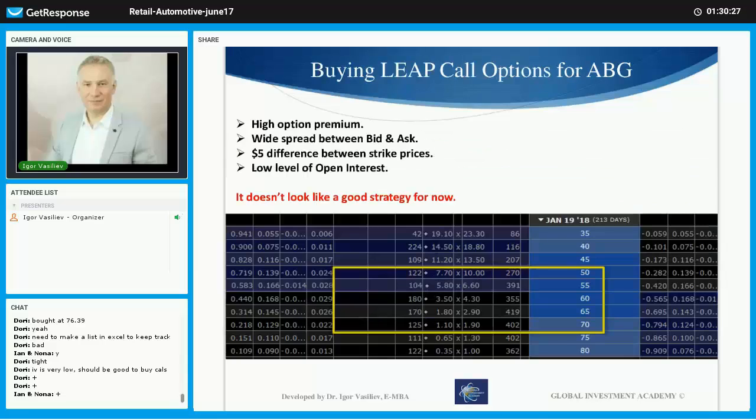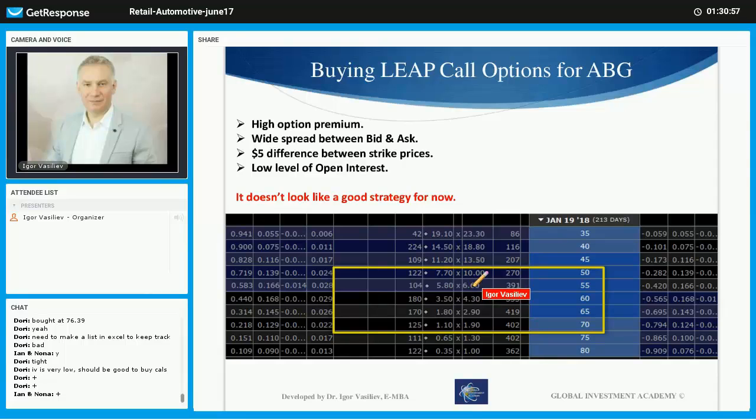And now let's have a look at buying calls, like Dory suggests. So first of all, it's only January 2018. There is no January 2019, right? So spreads again quite big. Look at the difference between bid and ask: $10 and $7.70. So it's $2.20 here, $2.30 here.